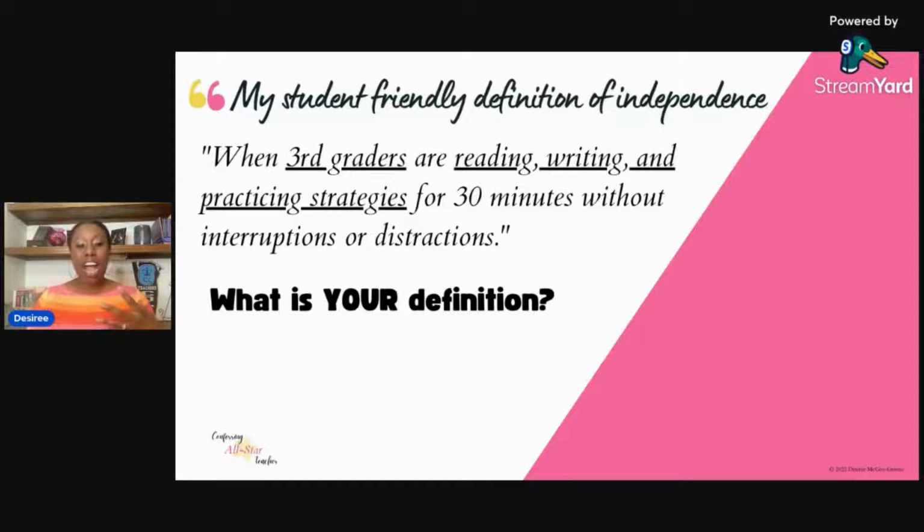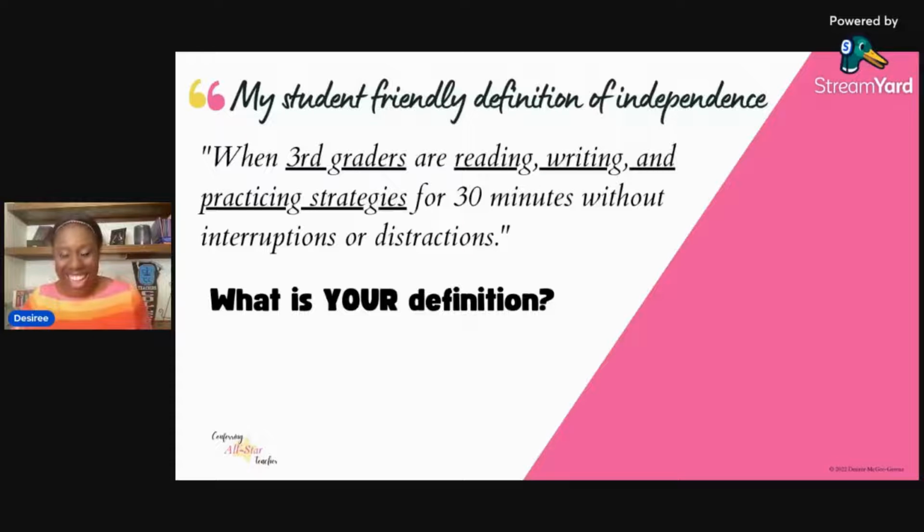Now, let me break down why I said it this way. I underlined some words in this definition that are important. The first thing I underlined was third graders, all right? So you want to insert whatever grade level you teach, whether it's kindergarten, first, sixth grade, whatever that is. The reason is that the independence and stamina expectations for a kindergartner are totally different than what it looks like in sixth grade.